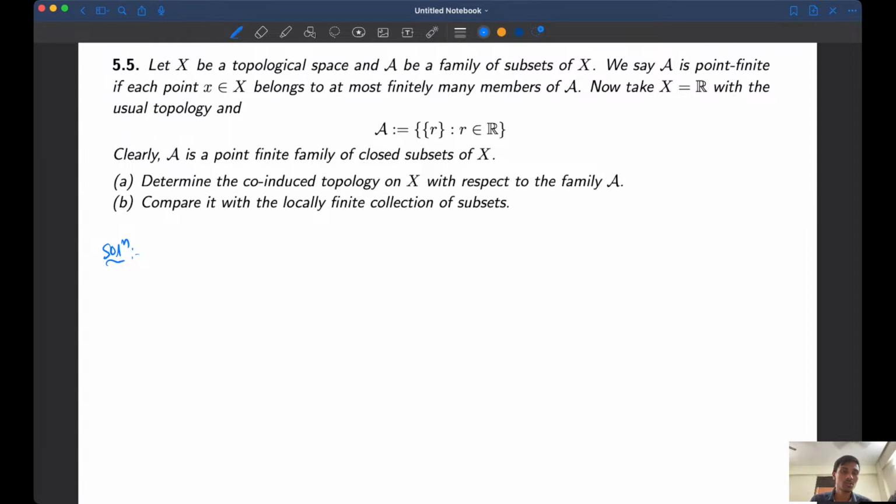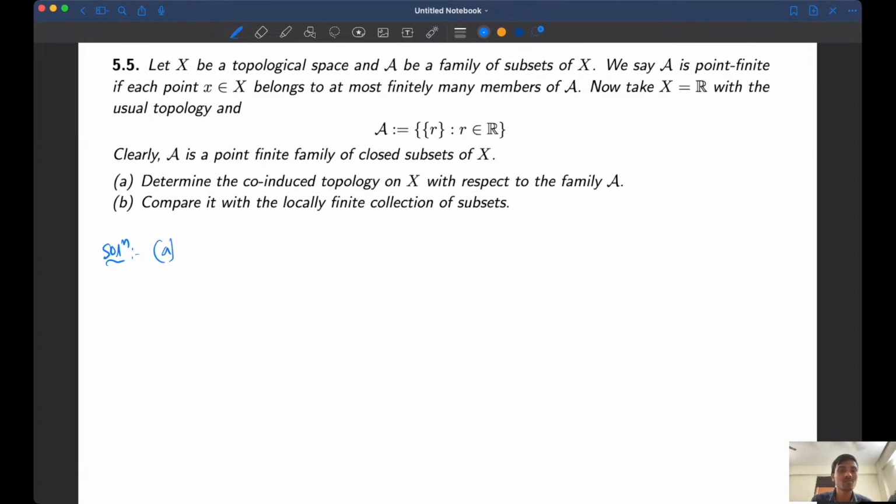Now you need to determine the co-induced topology on X with respect to this family A, and then compare it with the locally finite collection of subsets. If you follow the notes, for a locally finite collection of subsets, the topology co-induced by the locally finite collection is coherent with the topology of X. But in this case, it will turn out that this is not coherent with the topology. So first thing first, determine the co-induced topology on X.